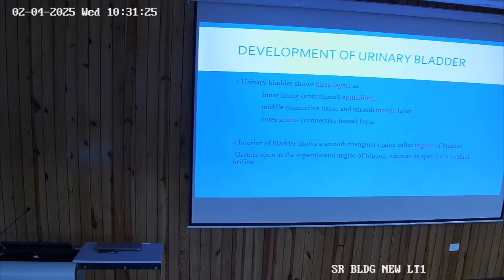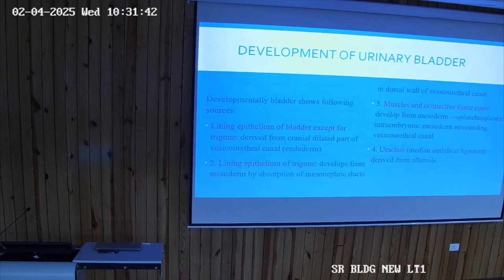So if it is formed by the mesonephric duct, the epithelium in that part should be derived from the mesoderm. With time, this mesoderm is replaced by the endoderm. So the whole of the epithelium of the urinary bladder is derived from the endoderm. The lining epithelium of the trigone, all over, is endoderm. Trigone part, initially it is mesoderm, then it is replaced by the endoderm.